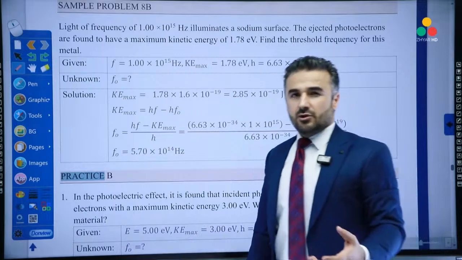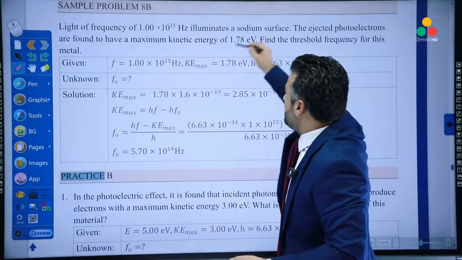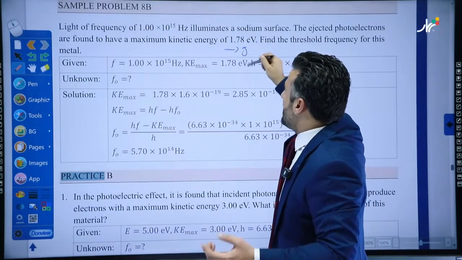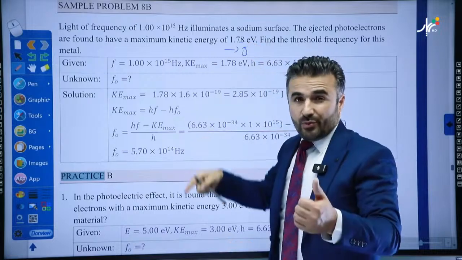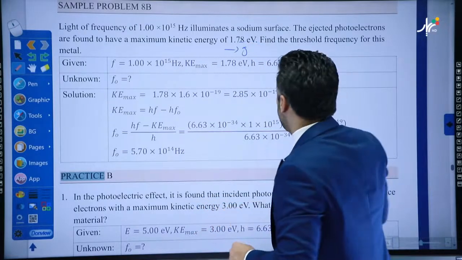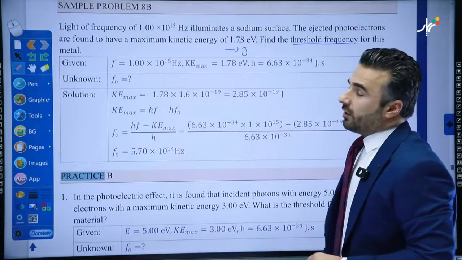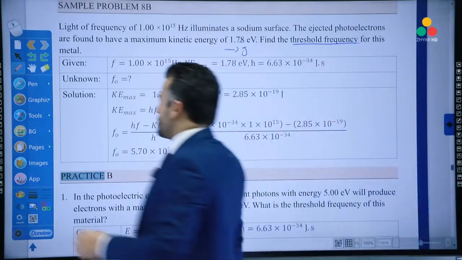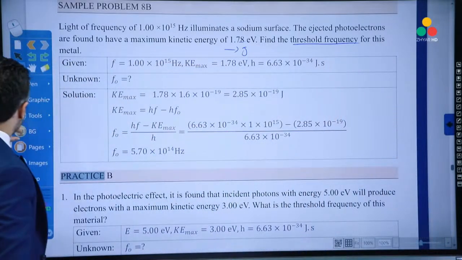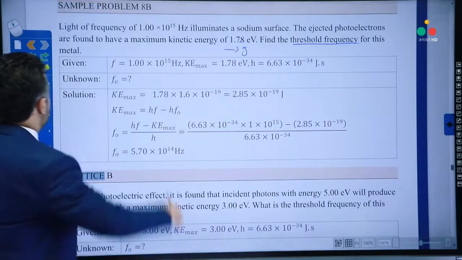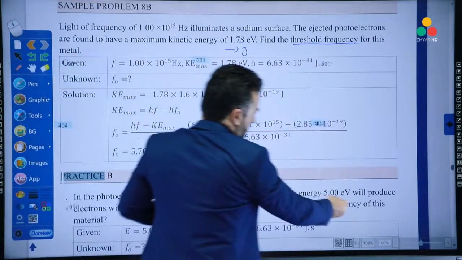Are we going to use electron volt? The answer is no. You'll have to convert this to joules. And how do we do that? By multiplying by 1.6 times 10 to the power negative 19. The question says, find the threshold frequency for this metal. How do you find the threshold frequency? It is easy enough. Just bear with me and let's do this together.